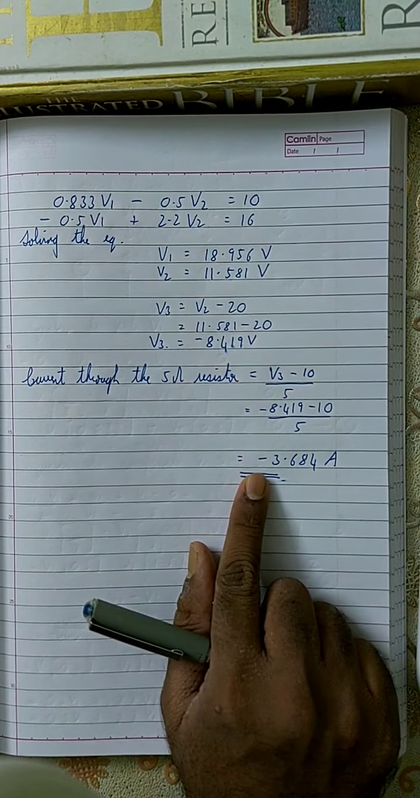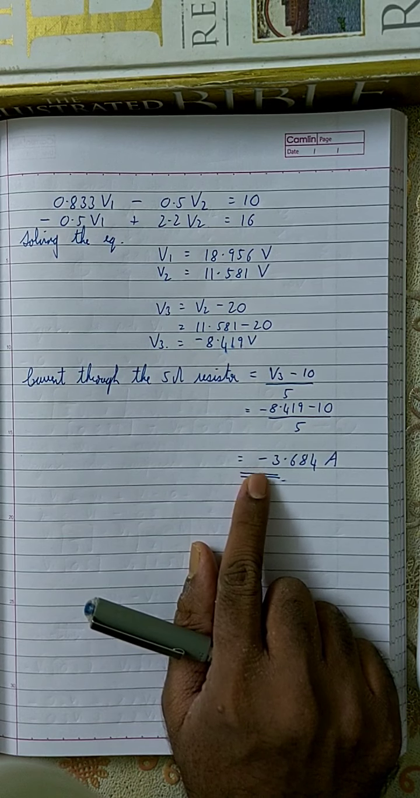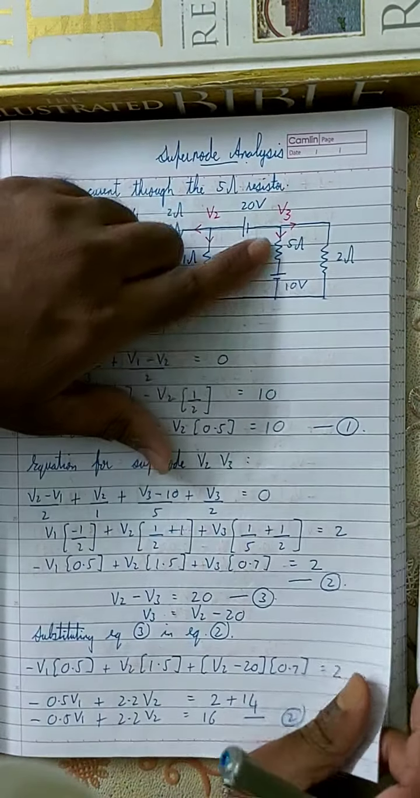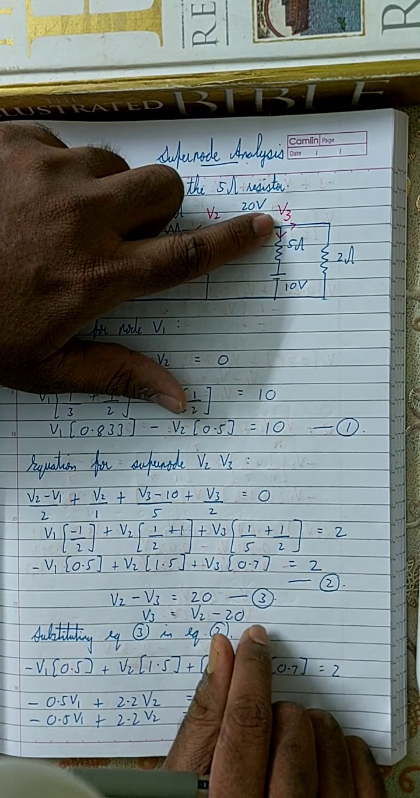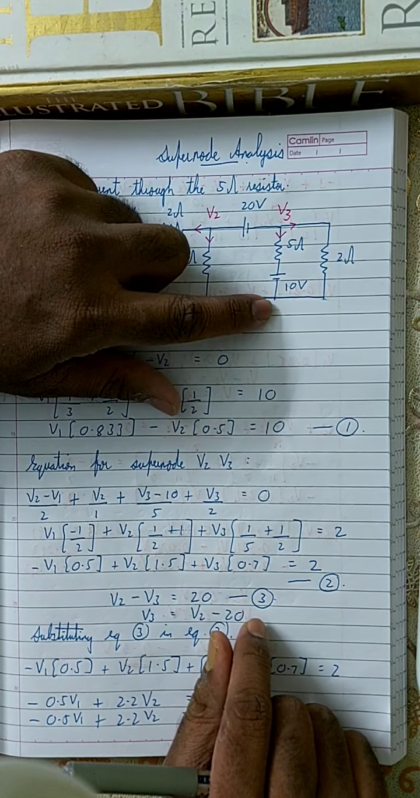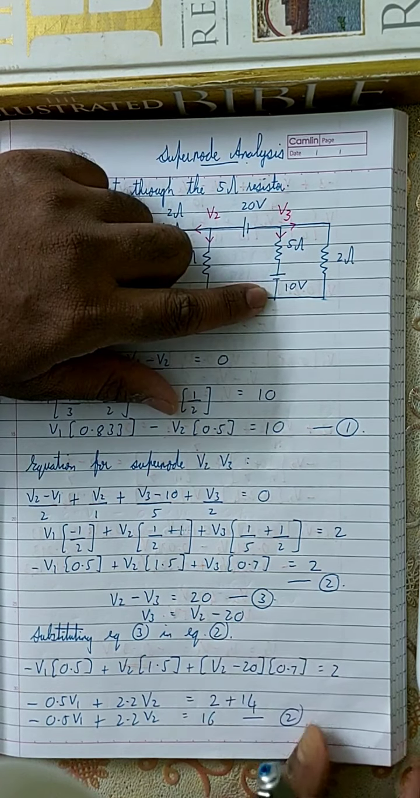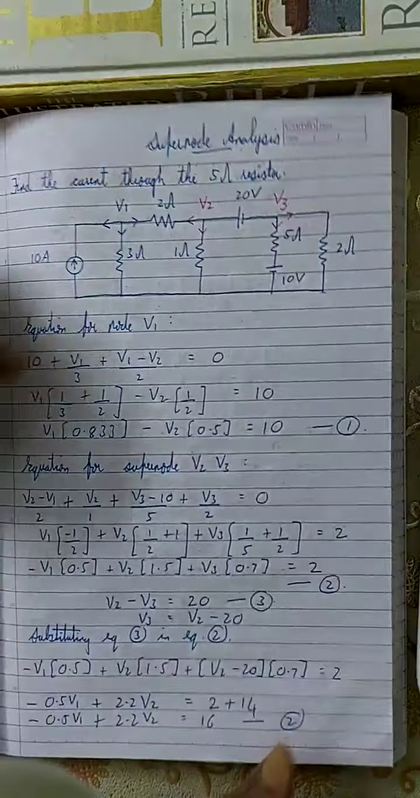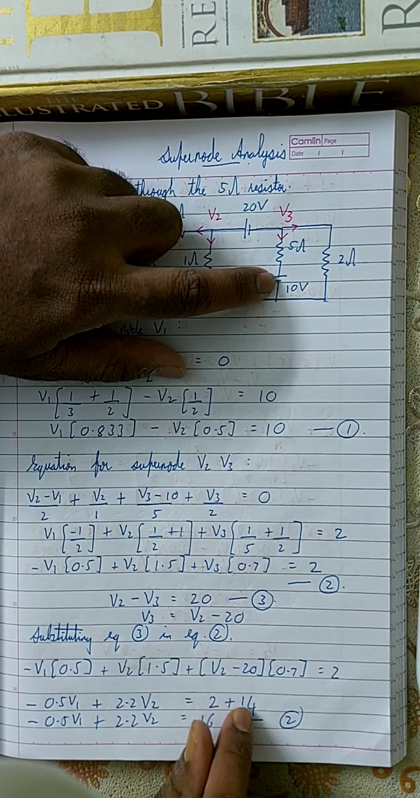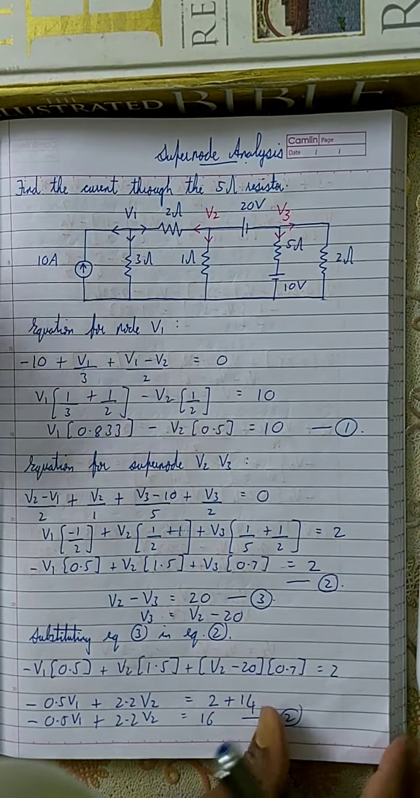What is the meaning of the minus sign? You are doing this problem under the assumption that the current is flowing from V3 to 10, right? The current is flowing downwards. But look at the answer you got is minus, which means in reality the current is actually flowing upwards. That's what it means. Okay.